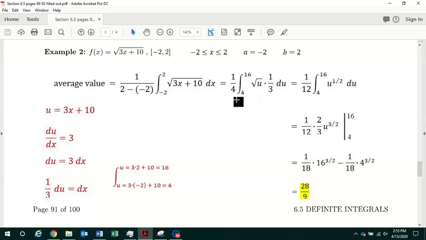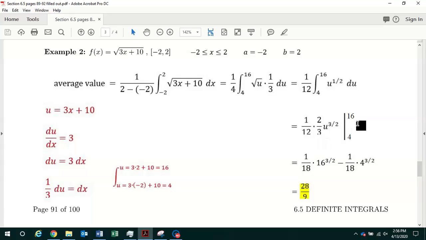The 1/3 can be brought out from the integral sign. So we have 1/4 times 1/3, which is 1/12. And the square root of u can be written as u to the 1/2 power with a rational exponent. Well, the antiderivative of u to the 1/2: if you add 1 to the exponent, 1/2 plus 1 is 3/2, and then you divide by 3/2, which is the same as multiplying by 2/3. So we have 1/12 times 2/3, which simplifies to 1/18.